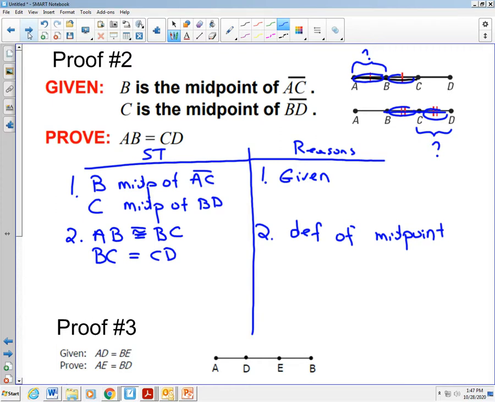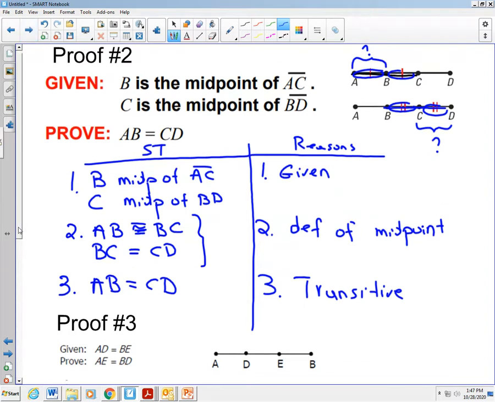Okay? Do me a favor. Look at the two equations. AB is equal to BC. BC is equal to CD. Because remember, if A is equal to B and B is equal to C, then A is equal to C. That's it. Step number 3 is AB is equal to CD. Okay, and what is the reason? You could say transitive property, or you could say substitution. Okay?